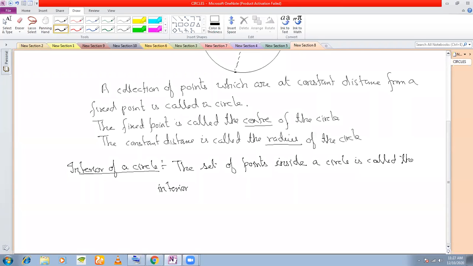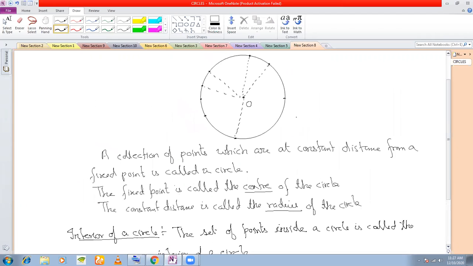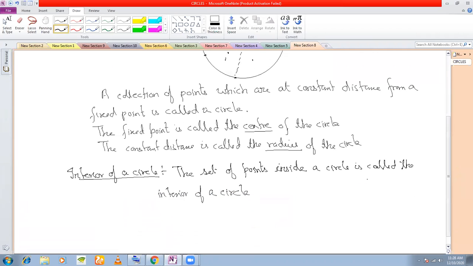How many points are there inside a circle? Can you count? There are an infinite number of points inside a circle. All these points, when you form a set from all these points, this set is called the interior of a circle. And this set is actually an infinite set.